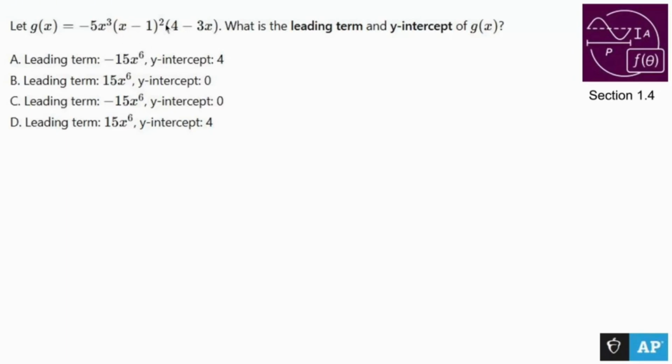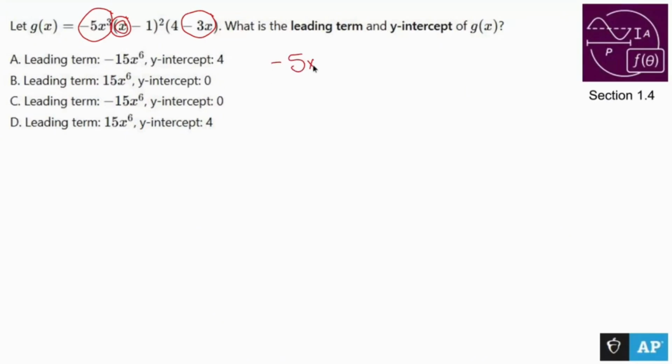However, if a factor is used more than once, like it is here, you circle it that many times. So I have negative 5x cubed, I'm going to circle that. I have x minus 1, all of which is squared, so I'm going to circle that x twice. And be so careful, the leading term for that one is negative 3x. Now what I do with all of these circles is I multiply all 4 of them together.